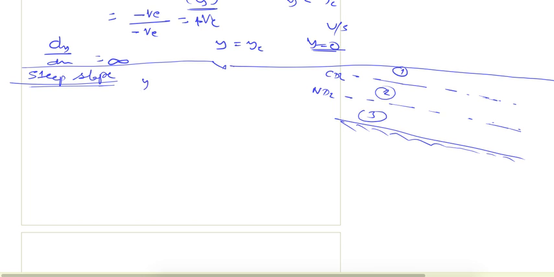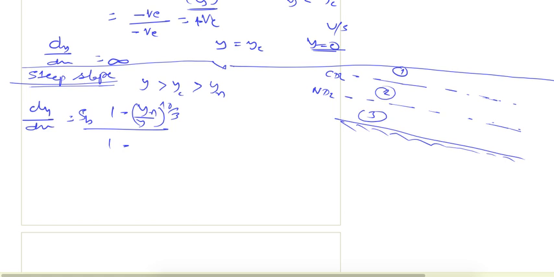In zone 1 we can say y is greater than yc, it is greater than yn, and from the formula dy/dx = Sb (1 - (yn/y)^(10/3)) / (1 - (yc/y)^3). If I put y greater than yc and yn, this ratio will be smaller than 1 and this ratio will also be smaller than 1, so this value will be positive.